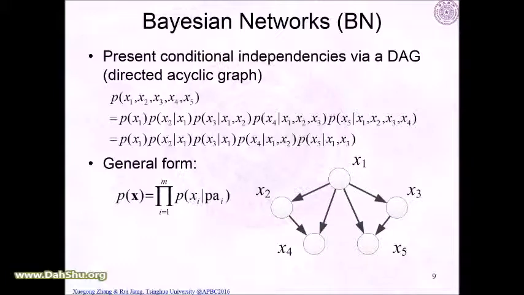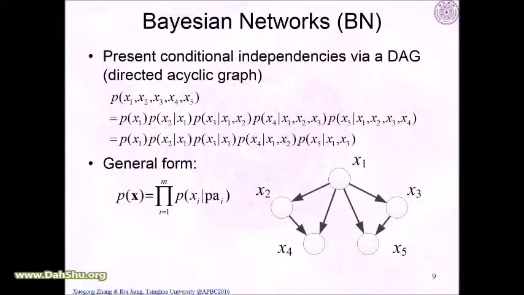Suppose we have 5 variables, and x2, x3, x4, x5 depend on x1, and x4 depends on x2 and x1, and so on and so forth. This dependency can be written in this form, and it can be conveniently represented in this graph.